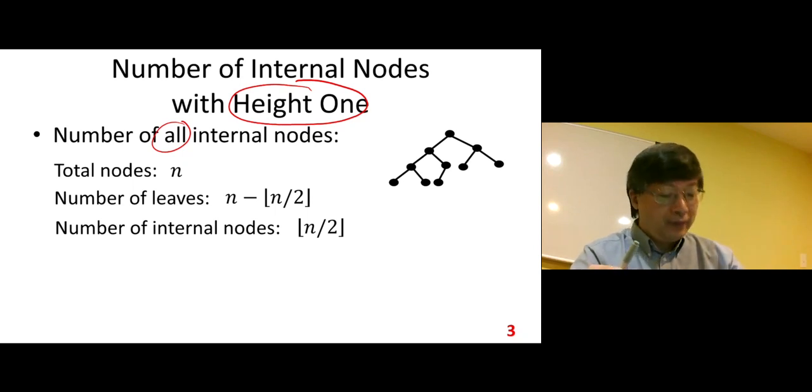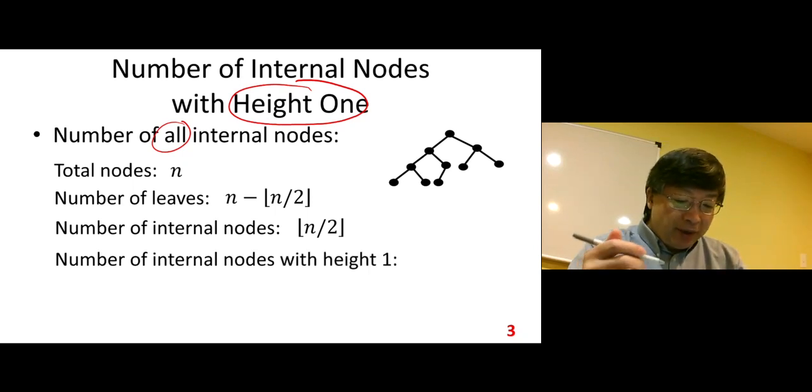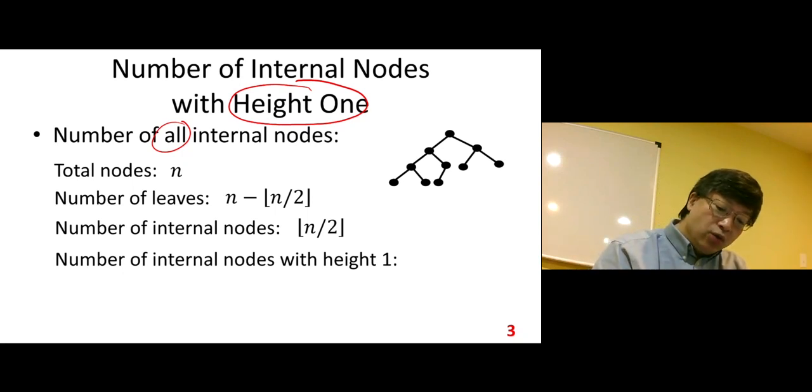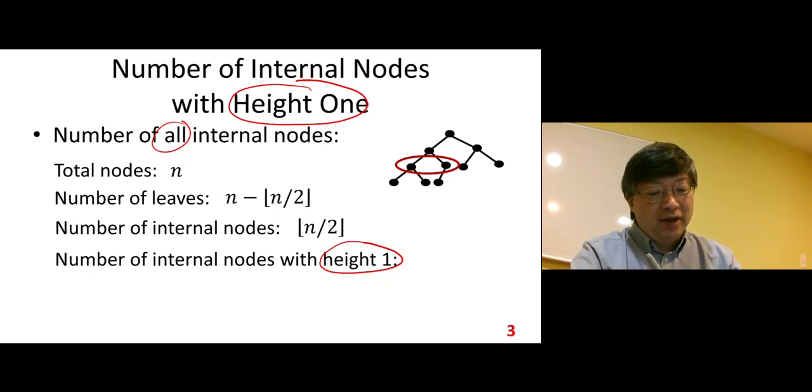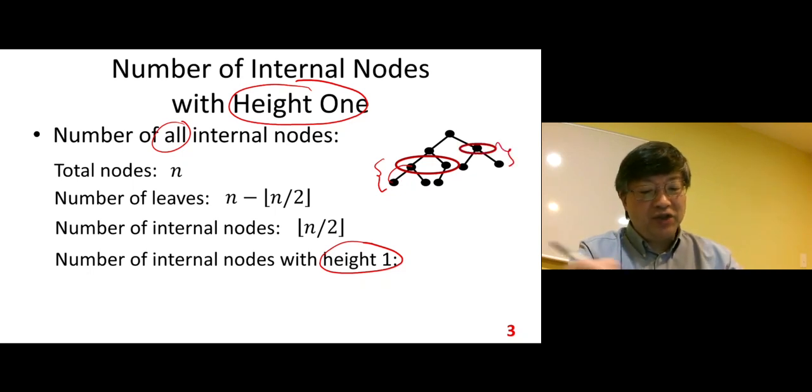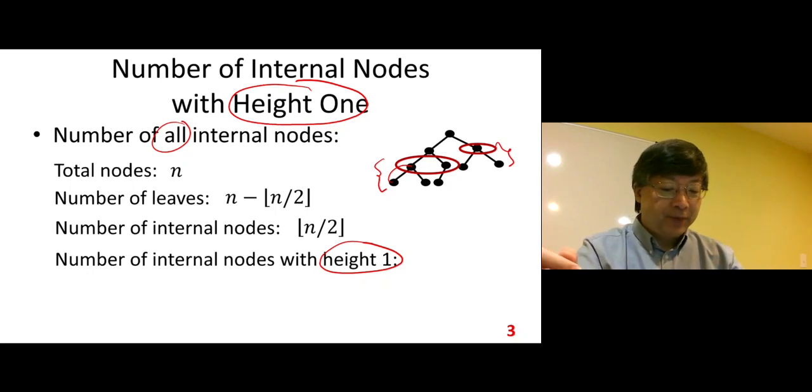All right. But next, we want to look at this: number of internal nodes with height 1. Only height 1. What is that formula? Look at those nodes. These two nodes have height 1, because there is one edge. And this node also has height 1, one edge here.